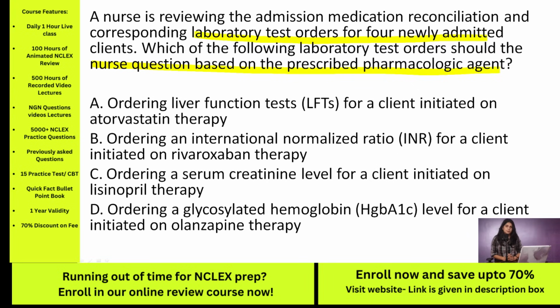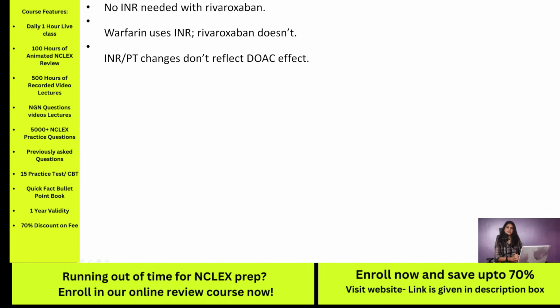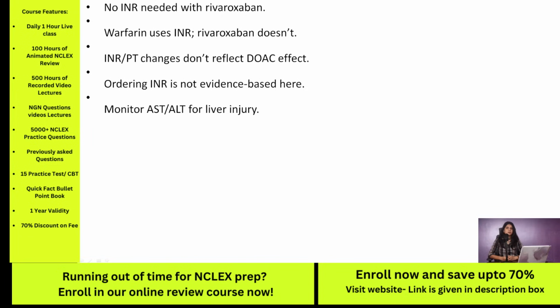The correct answer is option B, ordering an international normalized ratio for a client initiated on rivaroxaban therapy. Rivaroxaban is a direct oral anticoagulant and a factor Xa inhibitor that does not require routine coagulation monitoring, including international normalized ratio testing. This sets it apart from warfarin, which is titrated using international normalized ratio levels. While rivaroxaban may cause slight changes in prothrombin time or international normalized ratio values, these are not clinically useful for guiding therapy or predicting bleeding risk. Therefore, this order should be questioned.